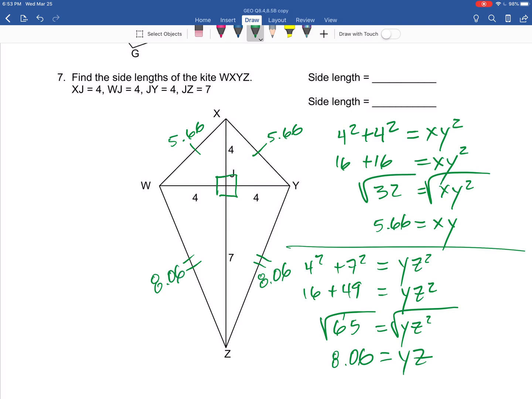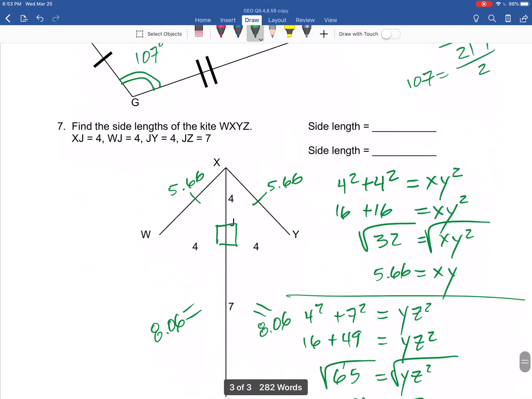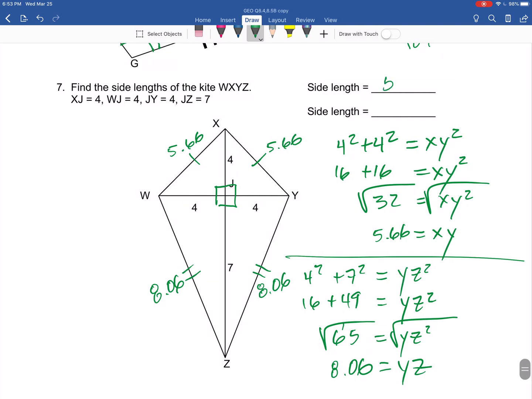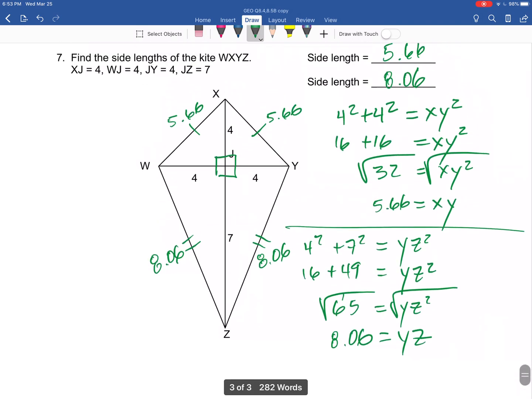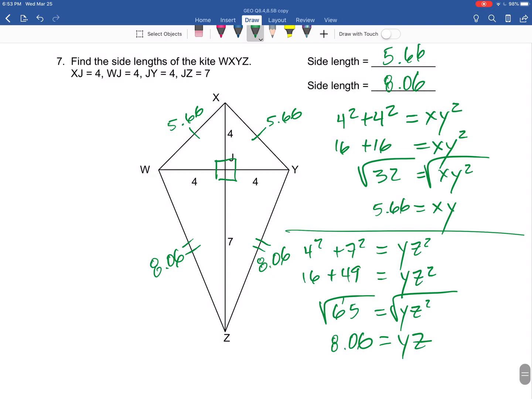It asks, find the side lengths. Well, there's two different side lengths. One pair is 5.66. The other one is 8.06. And that is going over quiz 8.4, 8.5.